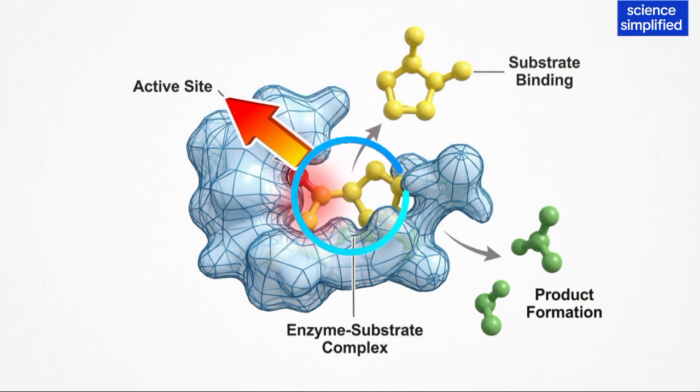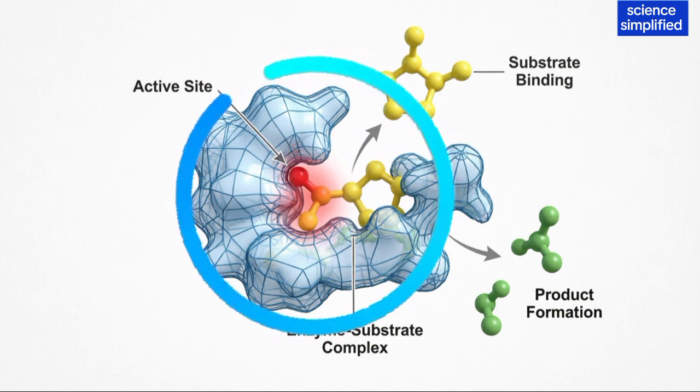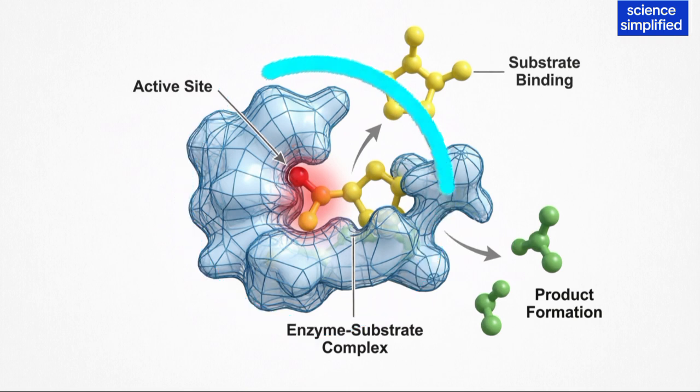Step 2. The active site. On the enzyme's surface is the active site. This is a specialized pocket uniquely shaped to fit only one specific substrate. The large blue wireframe structure is the enzyme itself, a protein that speeds up chemical reactions without being used up. The precise location where the chemical reaction takes place is inside this uniquely shaped pocket.